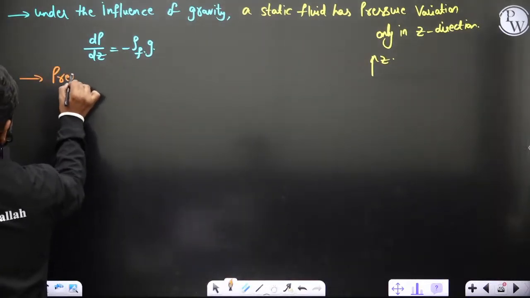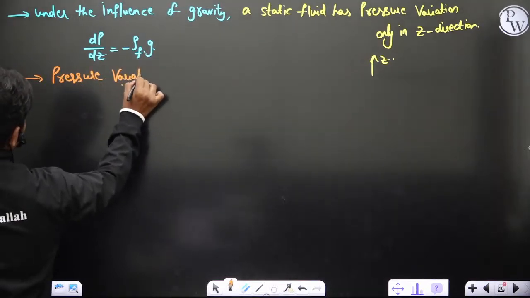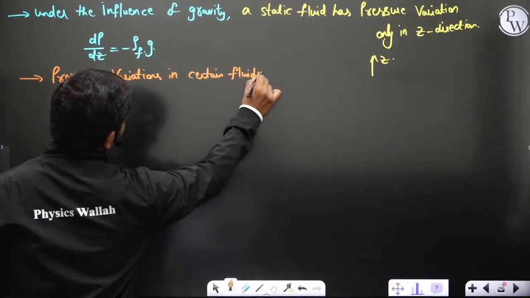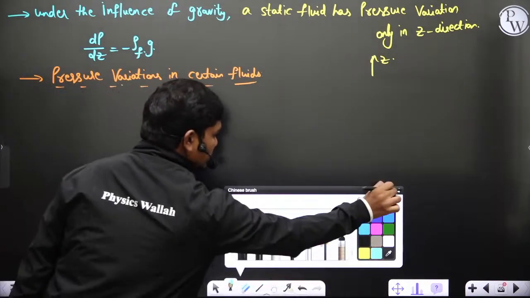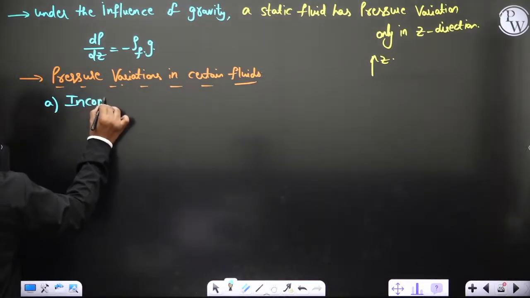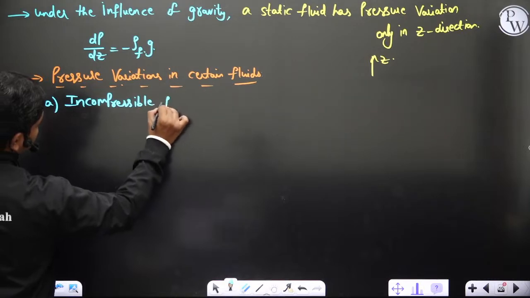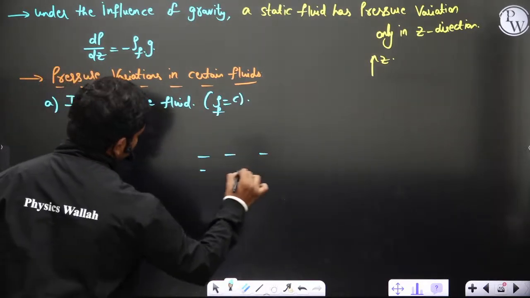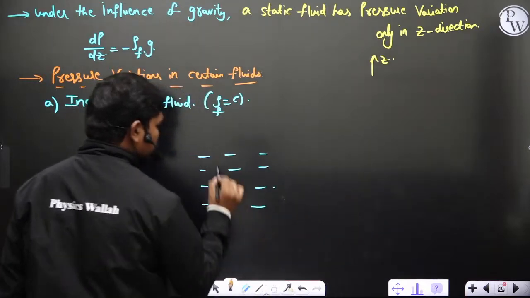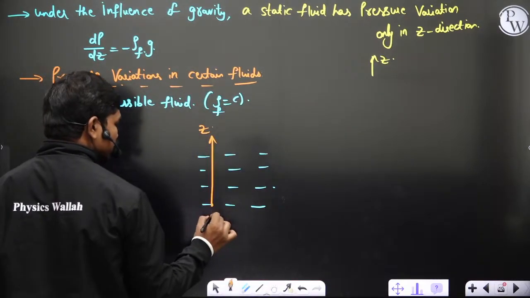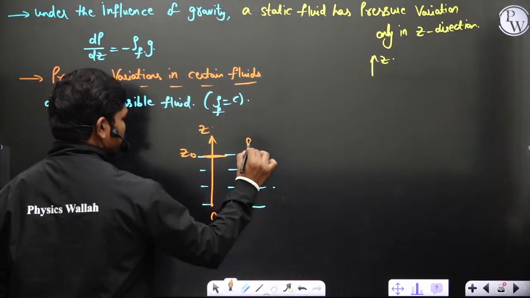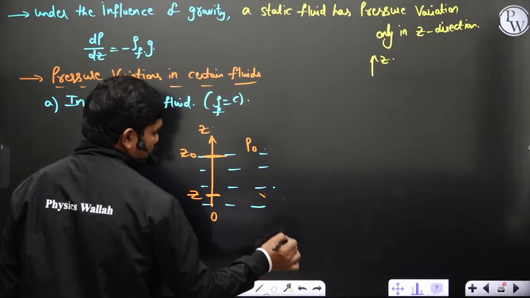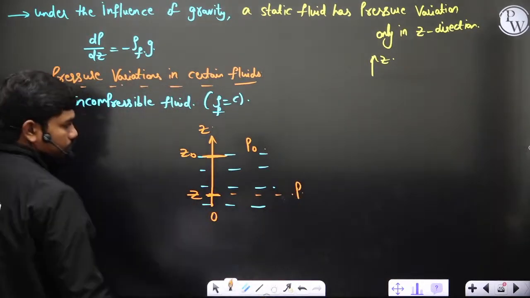Now, pressure variations in certain fluids. First, let us suppose you take an incompressible fluid, for example, where density is constant. So the density of the fluid is constant. Let us suppose you have a certain static fluid, and this is the z direction. Let us suppose this is 0, and this is some height z0. At this particular layer, the pressure is P0. At some other value of z, what is the pressure P at this particular location?